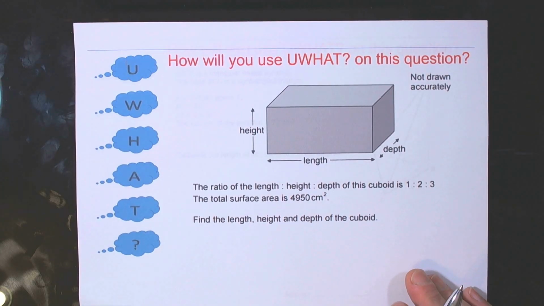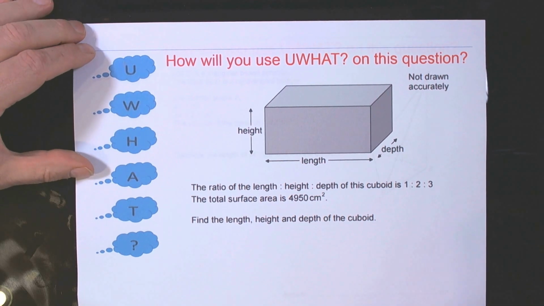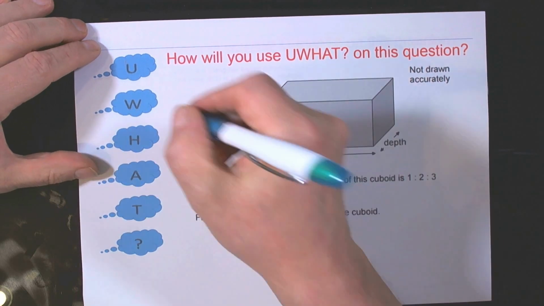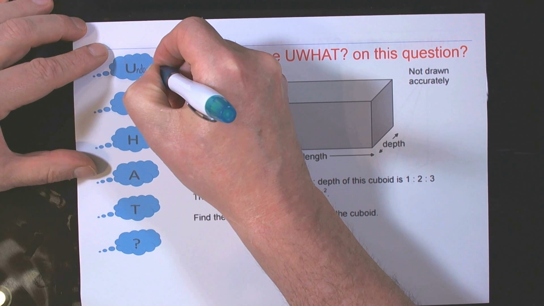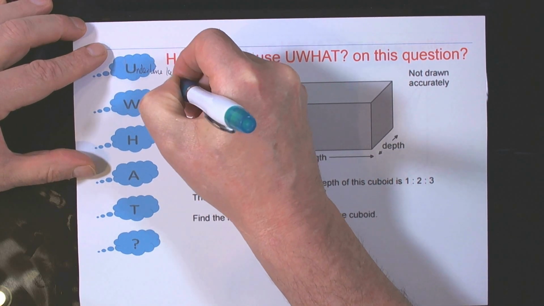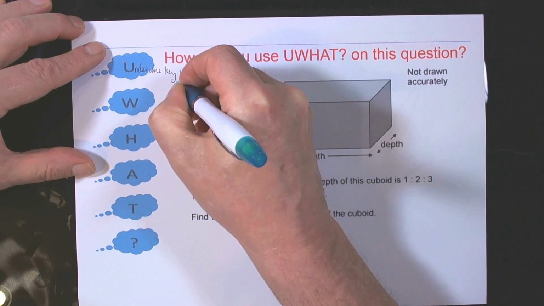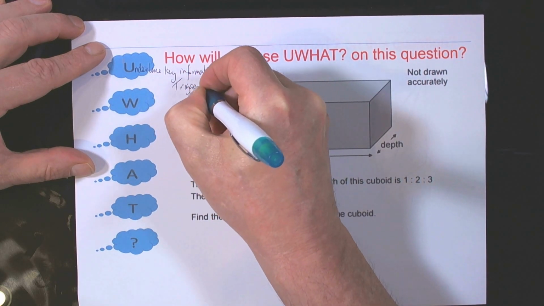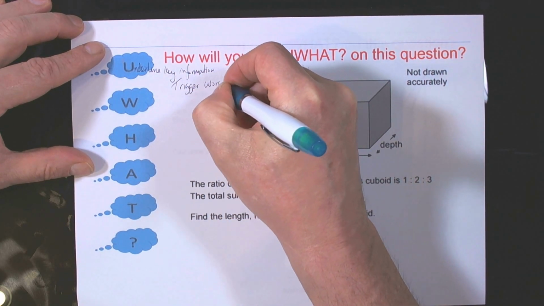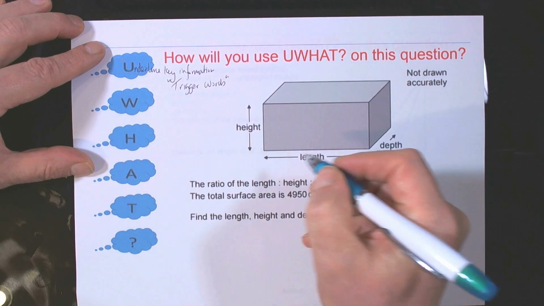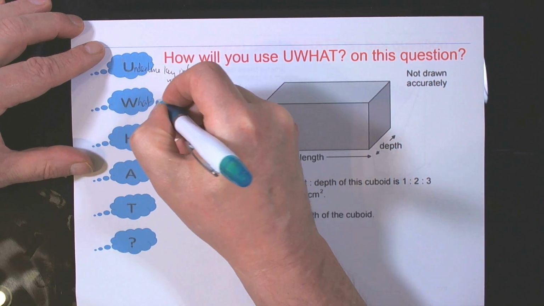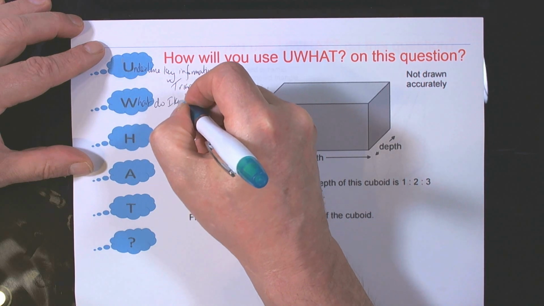So just one more then, so we can again see how the UWHAT principle could be applied. So the U, remind yourself, is underline key information. Basically you're looking for trigger words, words that should allow you to identify how to start the question. If you've underlined something, then it's asking myself, what do I know?